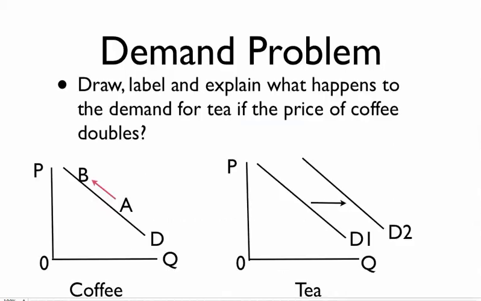Here's the example I gave you. Draw, label and explain what happens to the demand for tea if the price of coffee doubles. Well, here you've got P for price, Q for quantity, and the demand curve. The price of coffee went up, and so what's going to happen is, with price and quantity, D1 and D2, the demand for tea is going to shift to the right. It's a positive. I didn't put the determinant on here, but I'm going to tell it to you. It's the change in the price of related goods, and these are substitutions. You substitute tea for coffee.